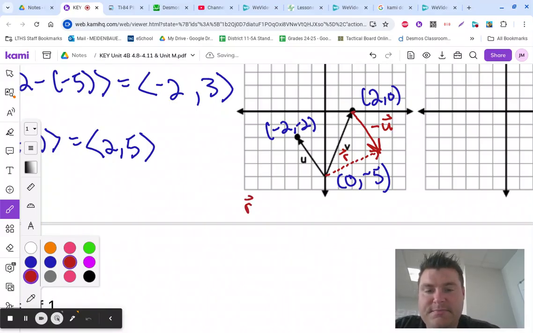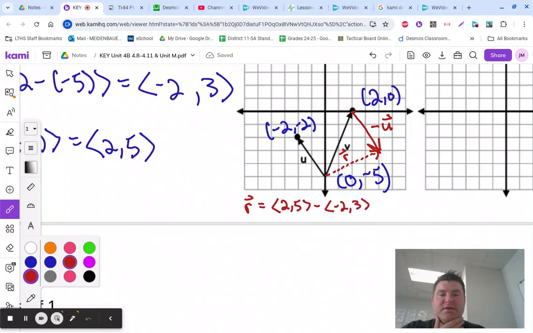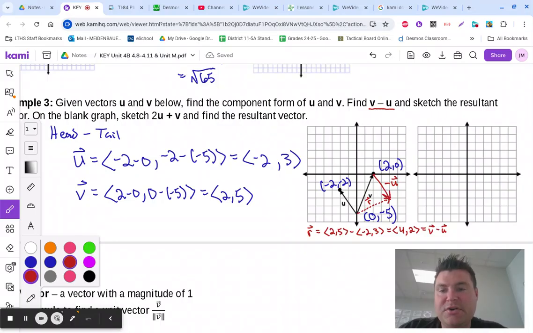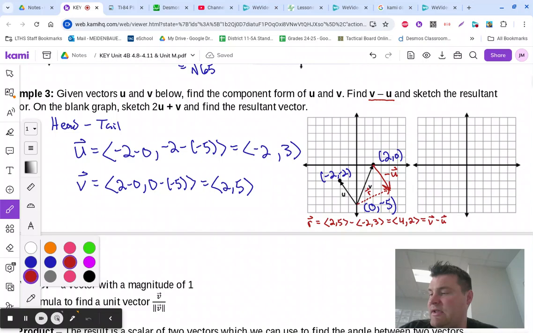So R is going to be v, which is 2, 5, minus -2, 3. This is really the algebraic way that I'm doing it right now. So that resultant vector is going to give us 4, comma 2. So that's the resultant, which is v minus u. Okay. So what we're going to do now is take our same u's, our same v's, and we're going to do 2u plus v. So 2u has a greater length.